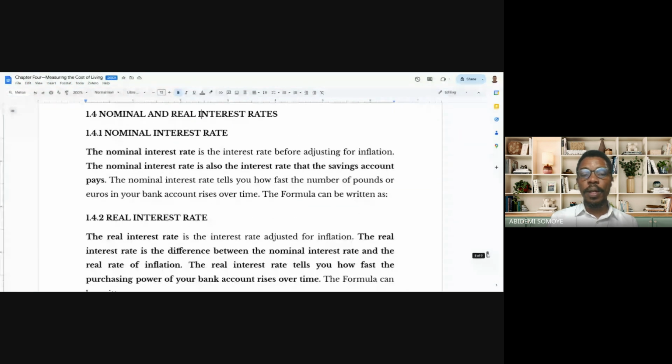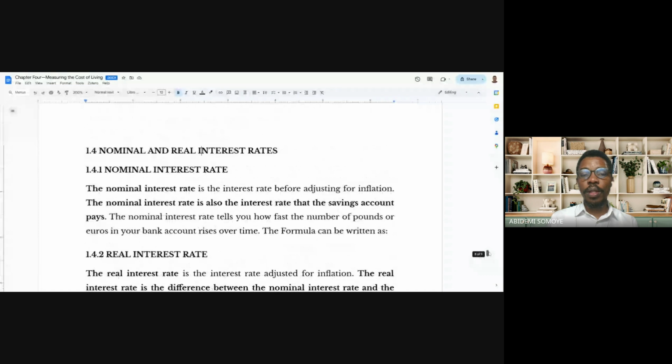So let us quickly talk about nominal and real interest rate. The nominal interest rate is the interest rate before adjusting for inflation. The nominal interest rate is also the interest rate that the savings account pays. The nominal interest rate tells you how fast the number of pounds or euros in your bank account rises over time.